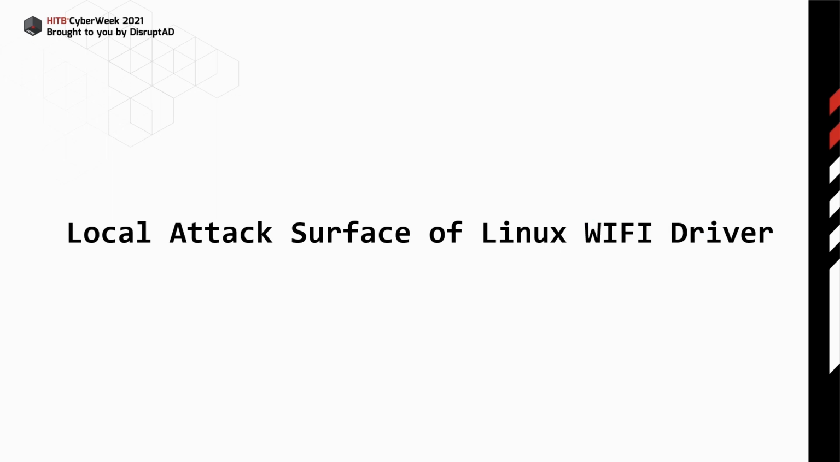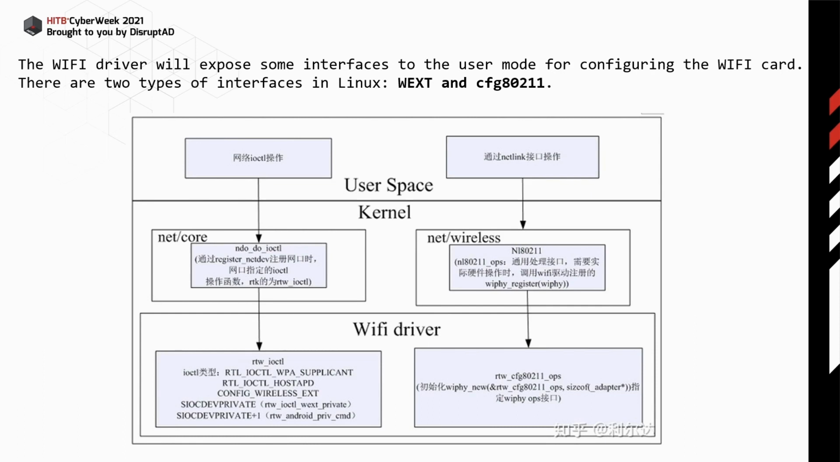Next, I will briefly introduce the local attack surface of the Linux Wi-Fi driver. In Linux, users usually configure the network card through the iwconfig or iw command, such as setting the MAC address of the network card, allowing the network card to scan Wi-Fi hotspots and so on. These operations actually communicate with the Wi-Fi driver of the kernel through system calls, and then the kernel driver will control the hardware to complete some specific configuration.